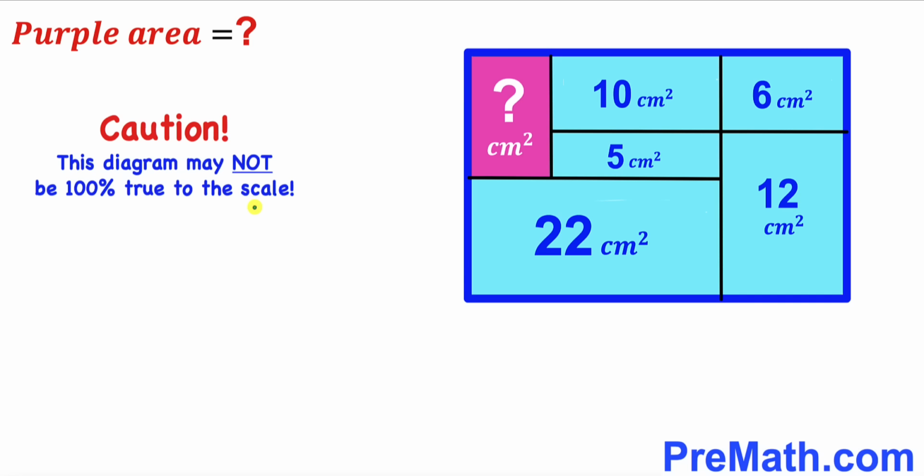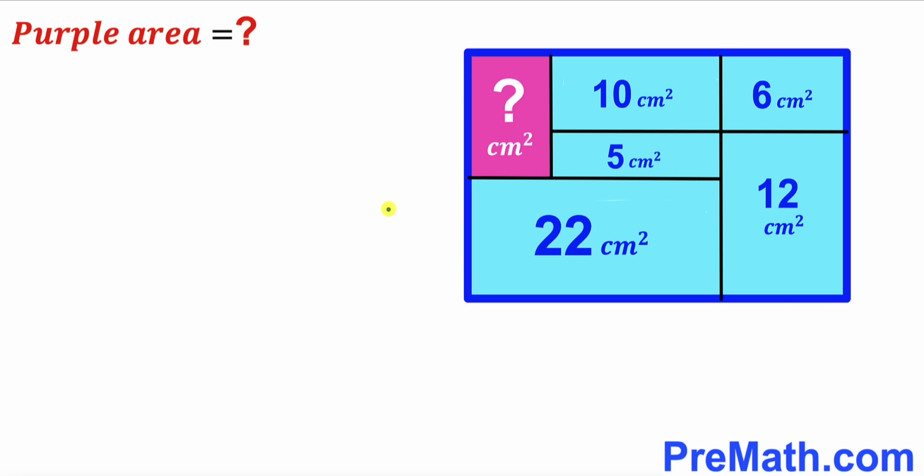Please keep in mind that this figure may not be 100% true to scale. Let's go ahead and get started, and here's our very first step. Since we are interested in calculating the area of this purple shaded rectangle, we are going to assume that its area is uppercase A. So our task is to find the value of uppercase A.